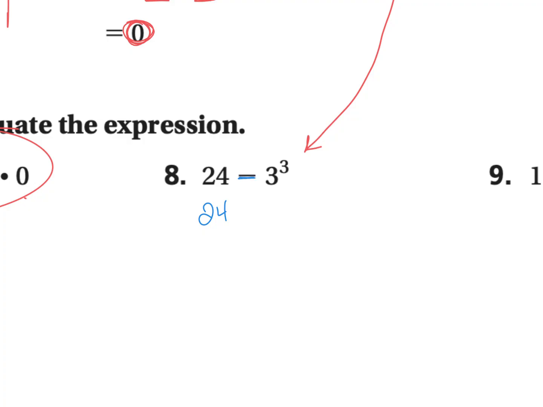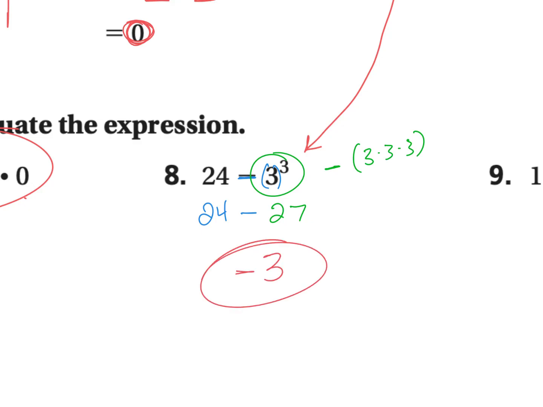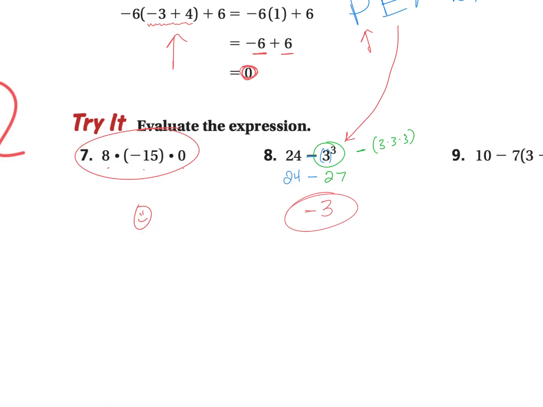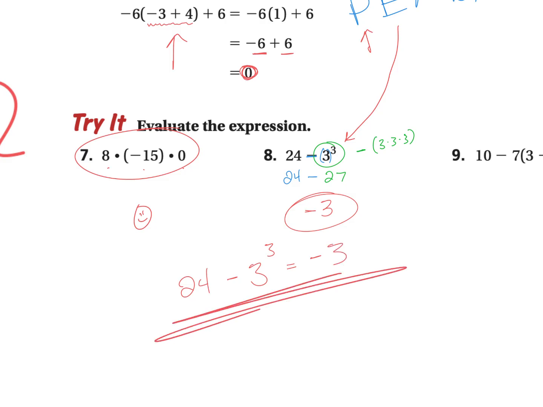Is this minus getting raised to the third power? Nope. So this is negative 3 times 3 times 3, which is 27. So this ends up just being negative 3. And in fact, 24 minus 3 cubed equals negative 3 right there. Slide over here.